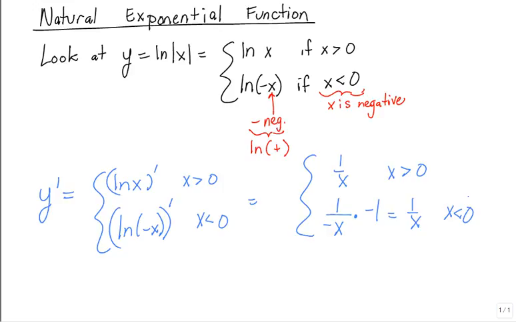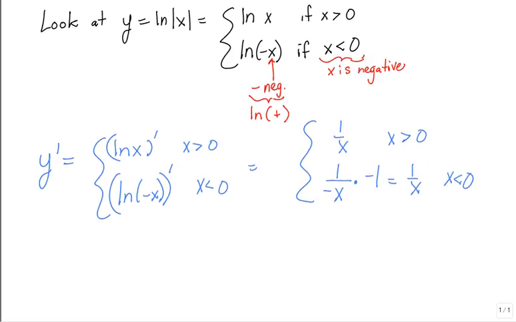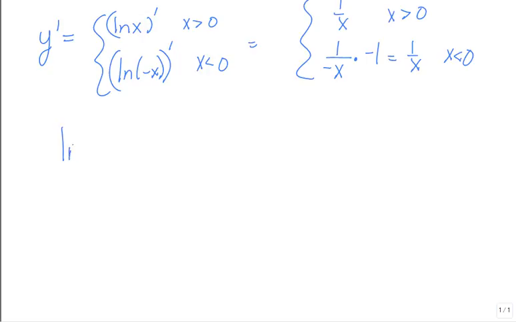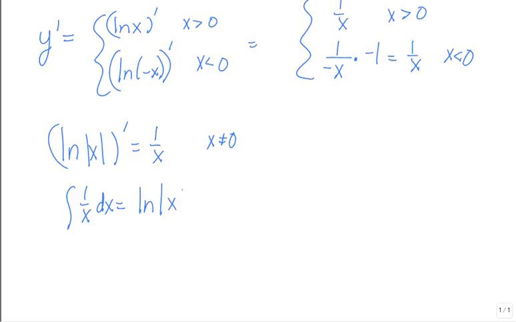So that's where we get that the derivative of ln absolute value of x is 1 over x as long as x is not 0. And that means the integral of 1 over x dx is ln absolute value x plus c. So that's really, really important that you need those absolute values.